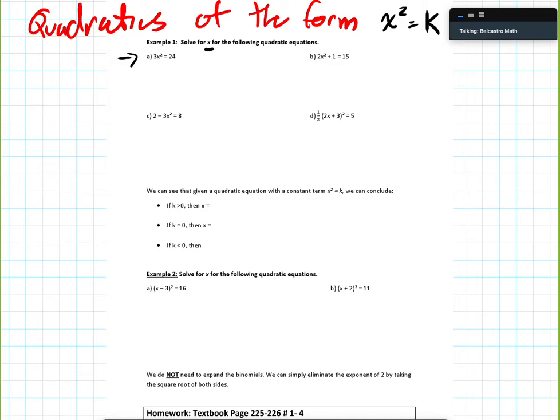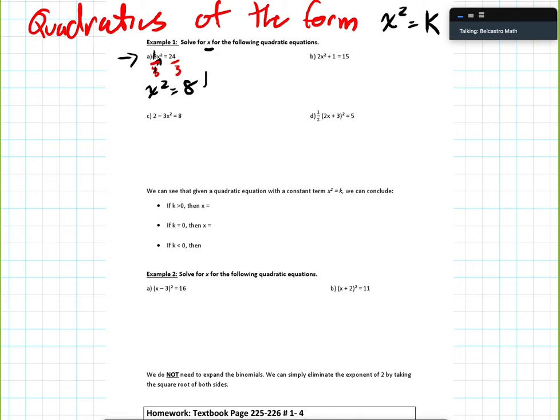So we'll go through the first one here, and then we'll try to get you to go through the other ones as we go. The idea is simply to isolate for x. Since we have that coefficient of 3, we're going to divide both sides by 3. When we do that, we create a 1 on one side, so we have x squared is equal to 8.